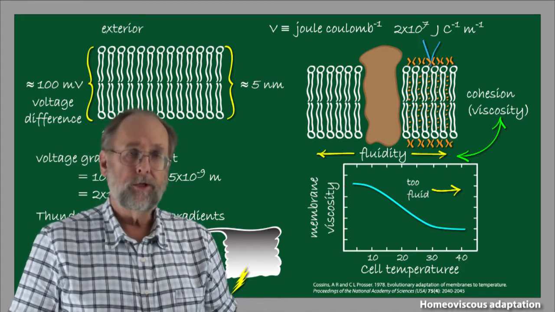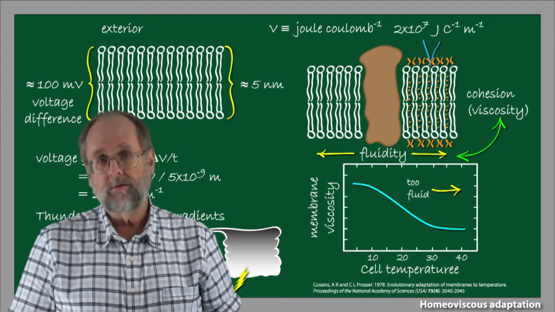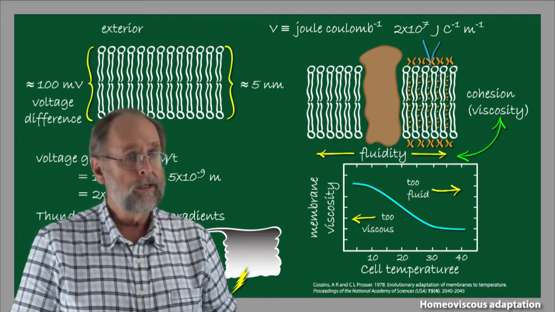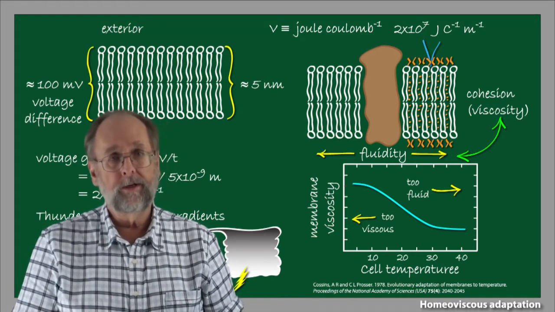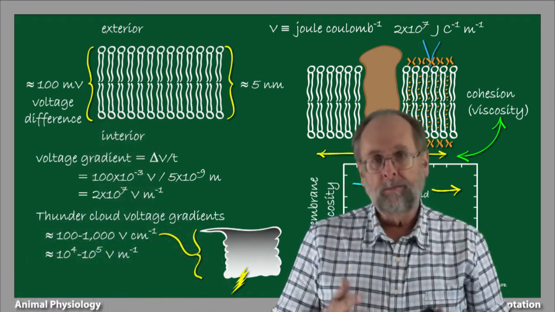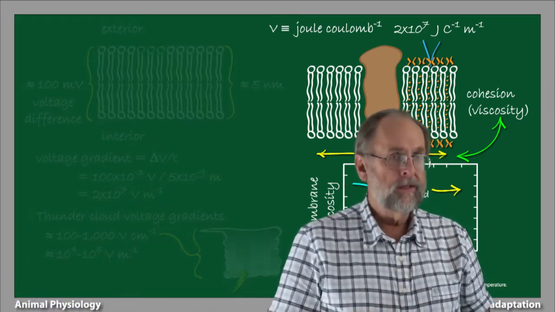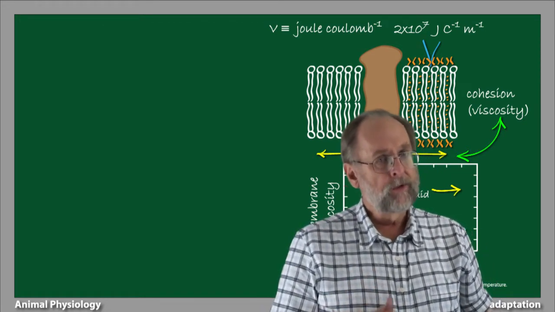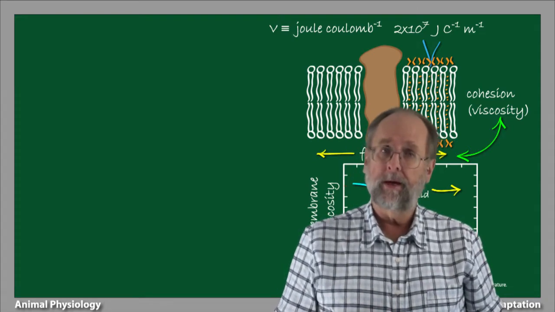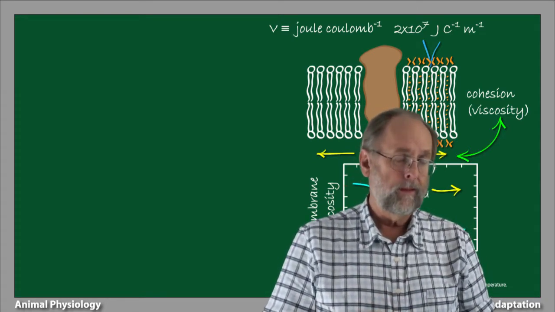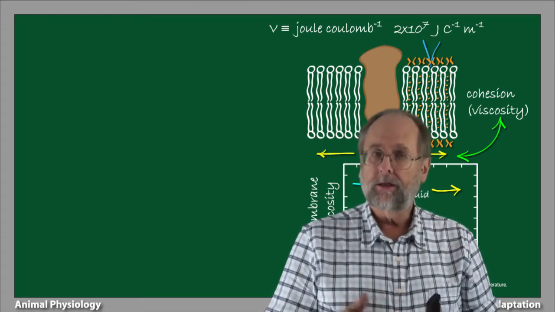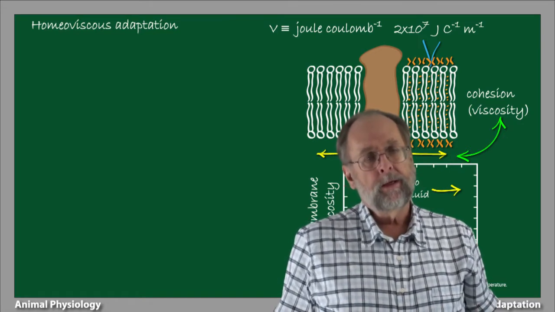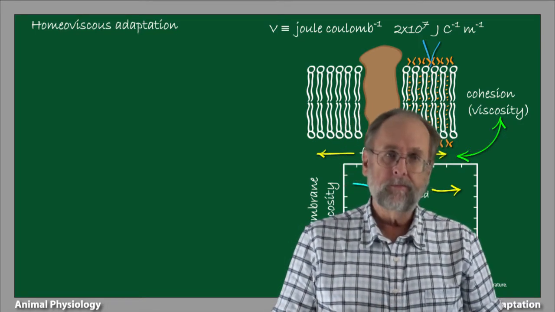A decrease of temperature, on the other hand, increases the cohesive forces between membranes, but this may make the membrane too viscous for its embedded proteins to move about with sufficient freedom. So, we can pose a hypothesis, namely that the composition of membranes should vary with temperature so that the membrane's fluidity and viscosity are properly balanced over all temperatures. There's a formal name for this idea. It's called homeoviscous adaptation.